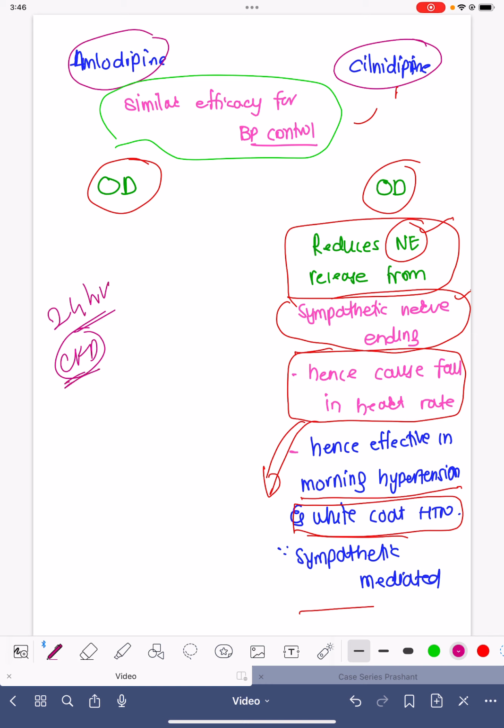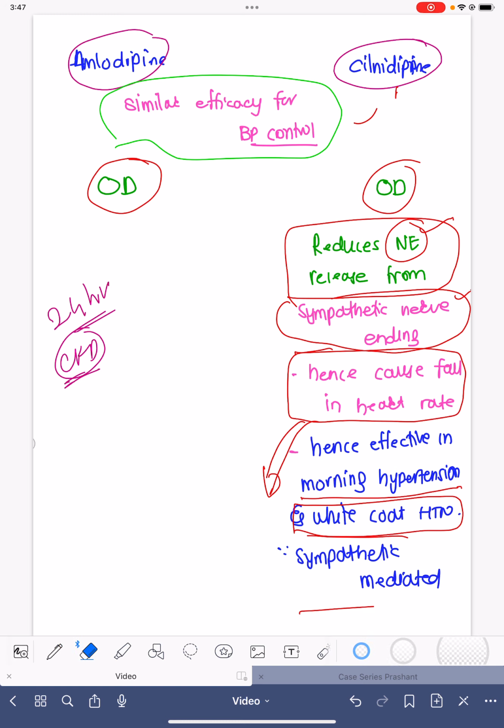So, for CKD patients, we can hardly use beta blockers. We can use moxonidine. We can use prazosin, and one of the most important medicines which we can use is amlodipine or cilnidipine. So cilnidipine is an excellent choice even in CKD patients.